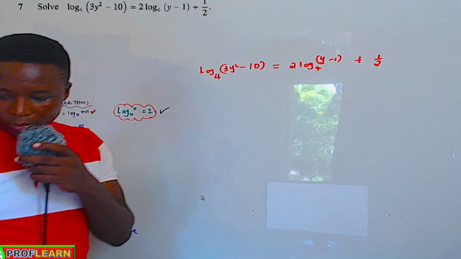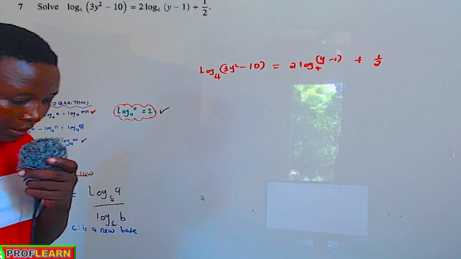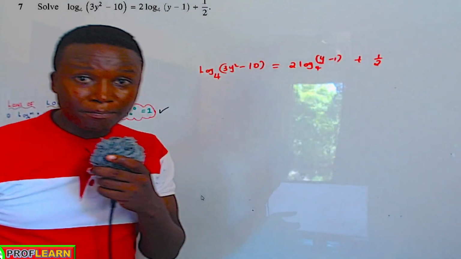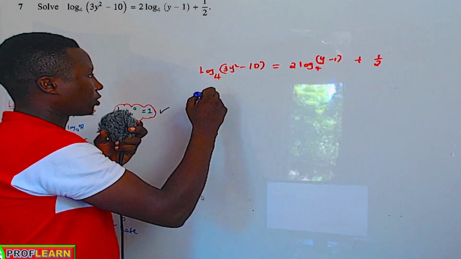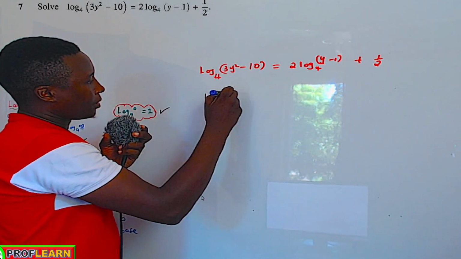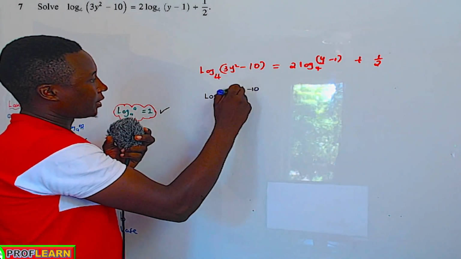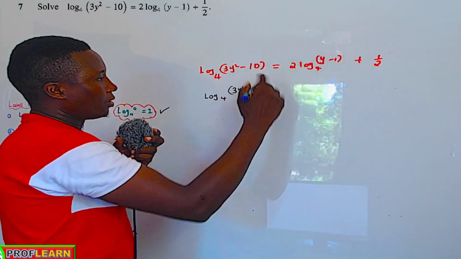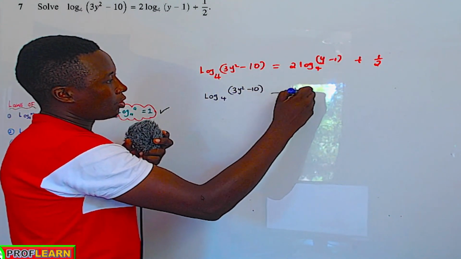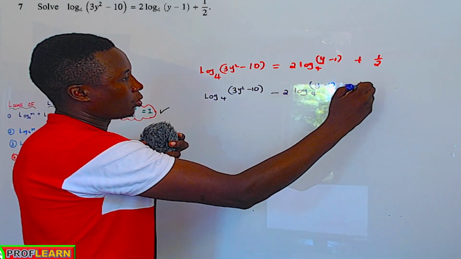So the good thing with this question that we are having at hand here is that it has the same base. So we just start working out straight. So this is going to be log 3y squared minus 10 base 4. So I can take this number to the other side. So it will be 2 minus log y minus 1 base 4 is equal to a half.